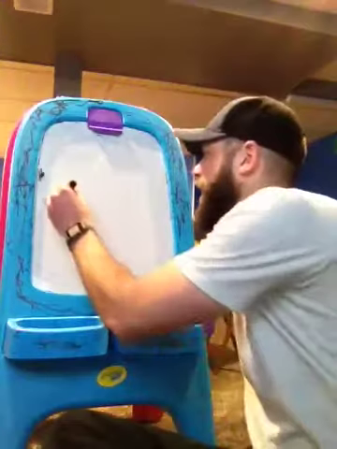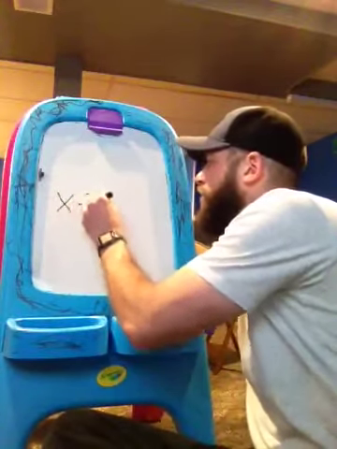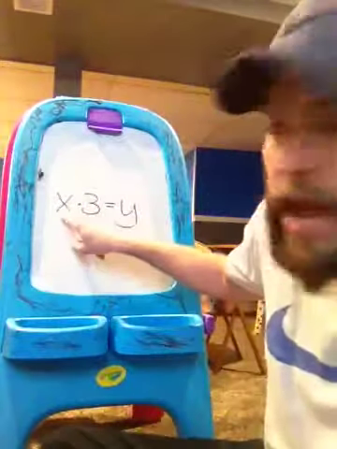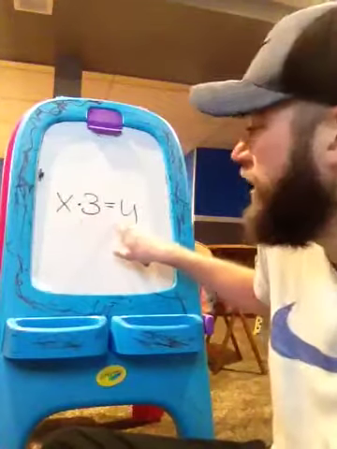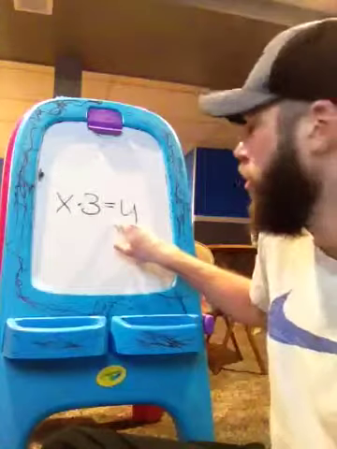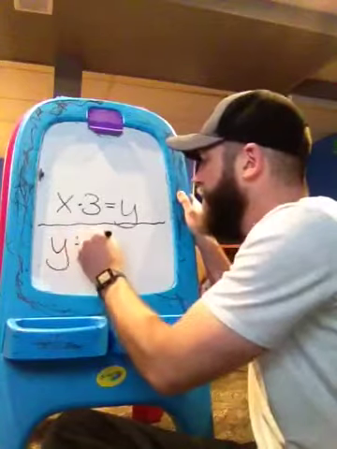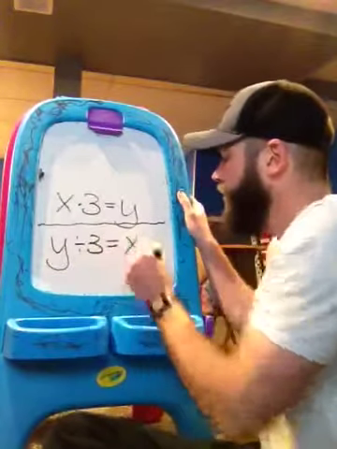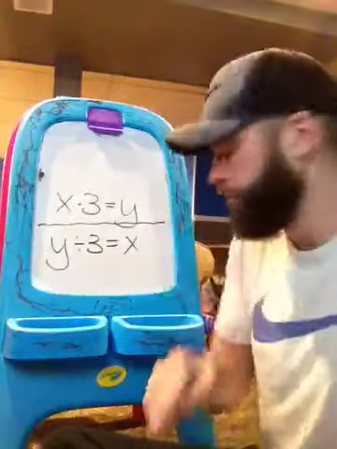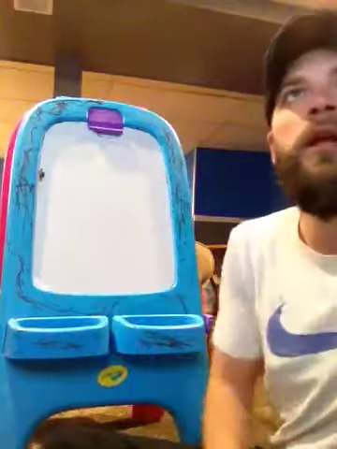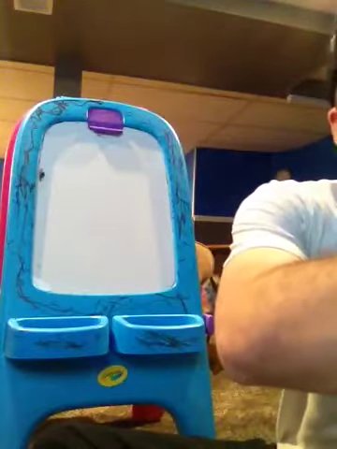It'd be x times 3 equals y. And all that means is the top number times 3 equals each bottom number, or the bottom number divided by 3 is equal to the top number. Cool? Let us scroll down to 6.